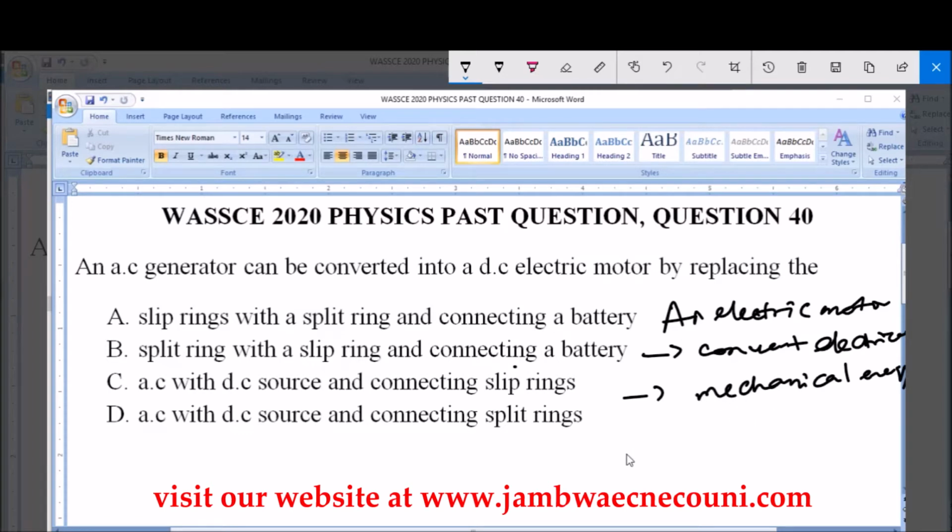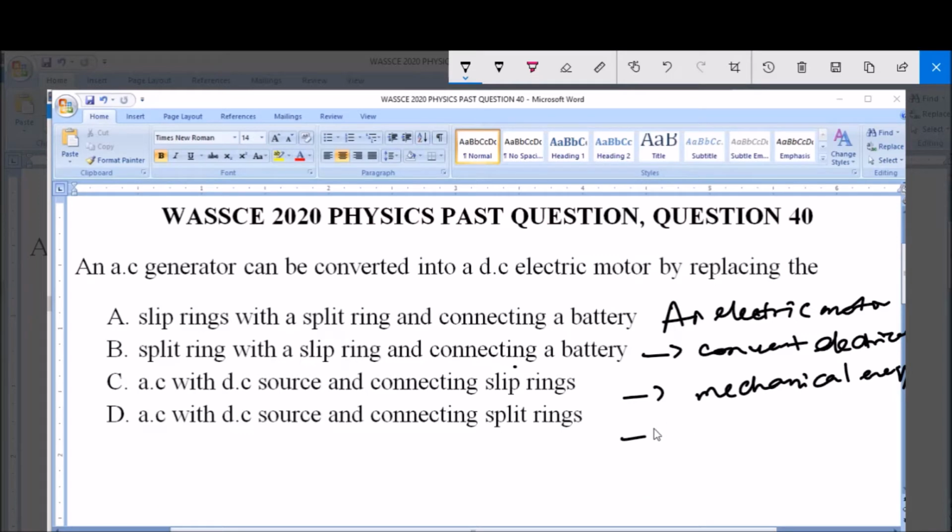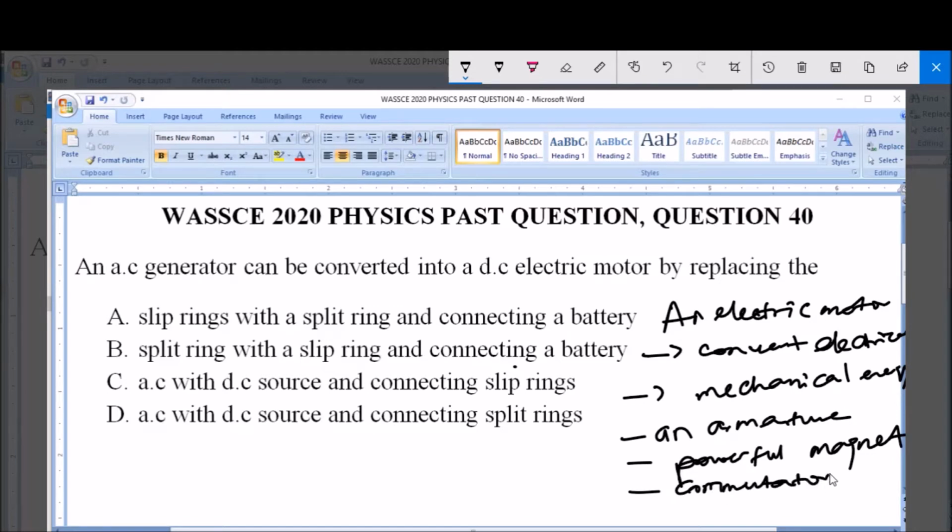That's an electric motor. Now this electric motor has various parts. One of the parts which is very important is the armature. It has a powerful magnet that produces the powerful magnetic field, a commutator consisting of split rings, and then it has two carbon brushes.